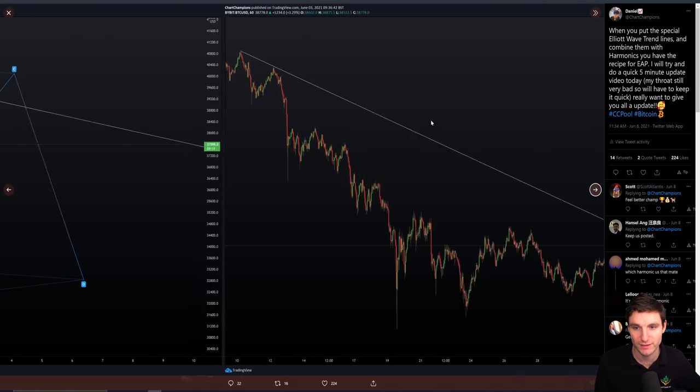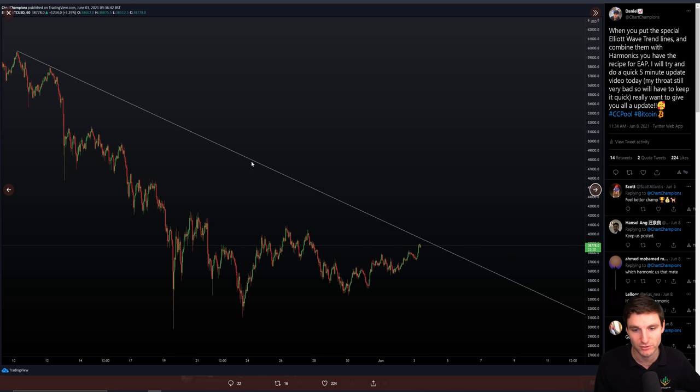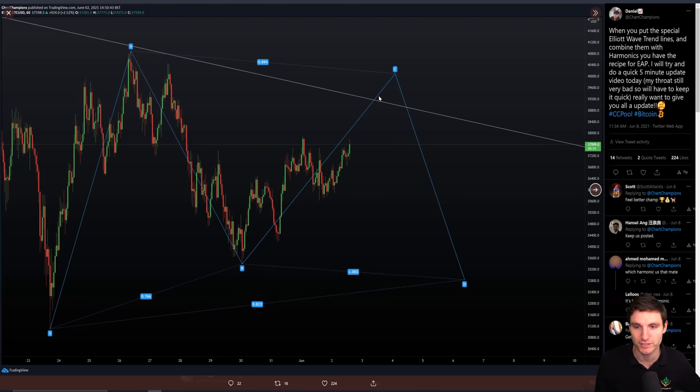This trend line here is actually a higher time frame trend line. So this is a pretty important trend line. This is based off of Elliott waves. So we had Elliott wave trend lines, and we had the harmonics coming together. You can see how we formulated a plan here very early on: we want a short on the breakout of the triangle, and then we want to long the breakdown of the triangle.